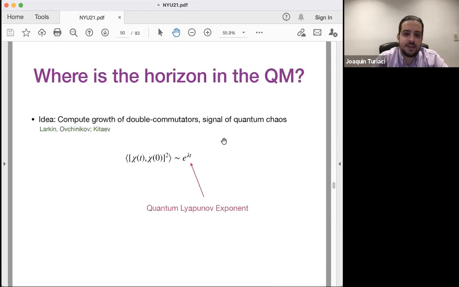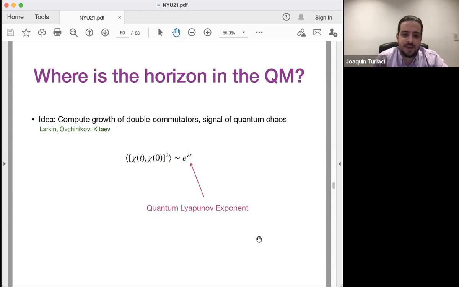Okay, so finally, you can ask, if you give me a quantum mechanical system, how can I tell you whether there is a horizon or not in the gravity description? And the answer to that question is quantum chaos. The signal of quantum chaos that we will use is the growth of double commutators. So this object, where chi is this matter field, grows exponentially with time, and this coefficient is what is called the quantum Lyapunov exponent.